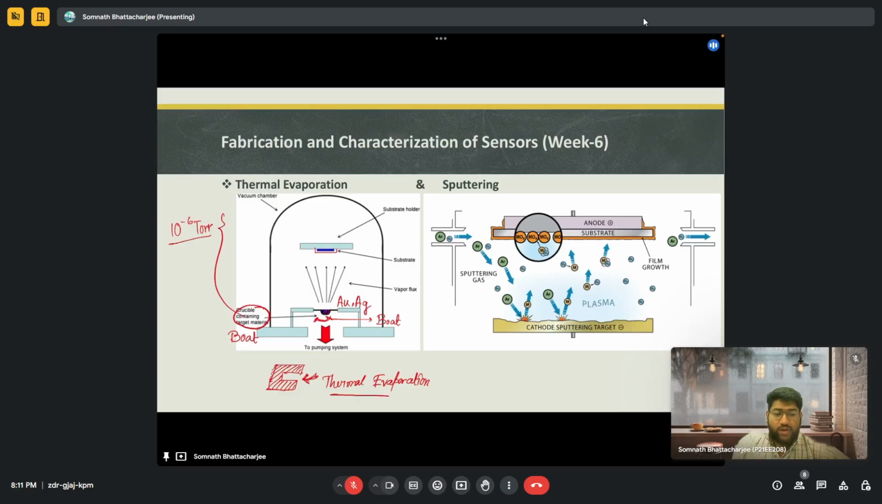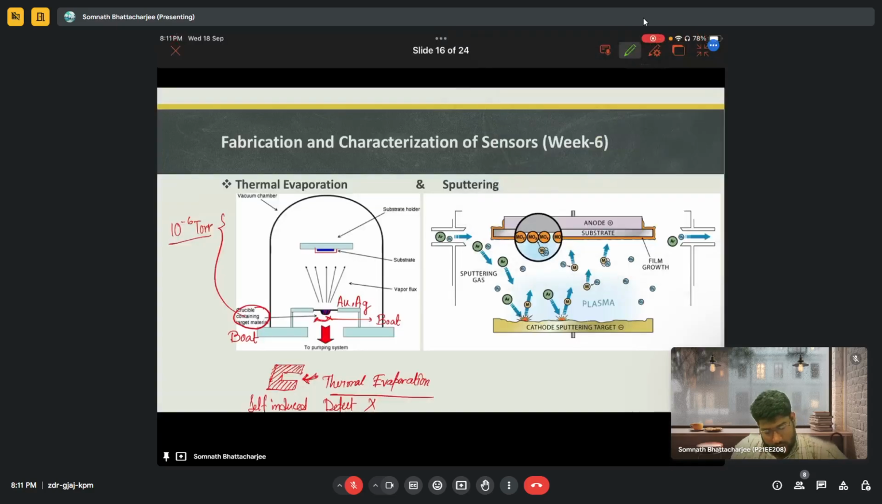There are no self-induced defects, but there may be defects due to, let's say, the structure. If your structure is like this, because of this there may be shadow effects. So there is a lesser deposition in this area, while there's a higher deposition in this area, and this kind of thing may happen. Because of that, there's an uneven deposition as well.